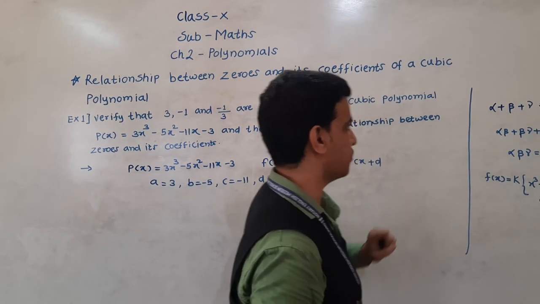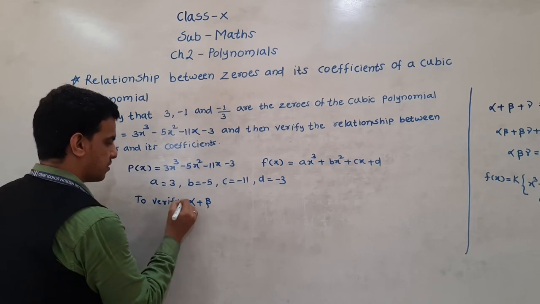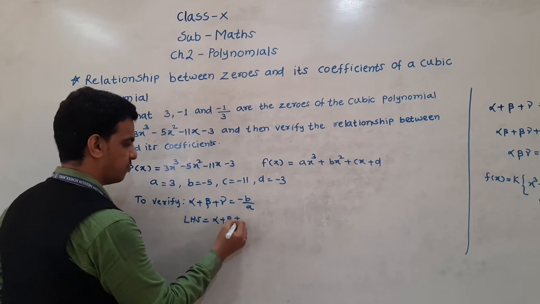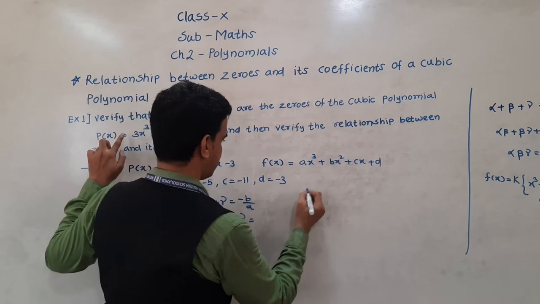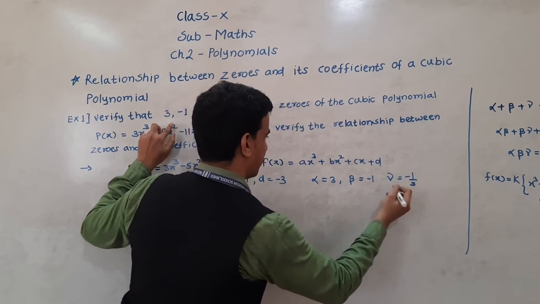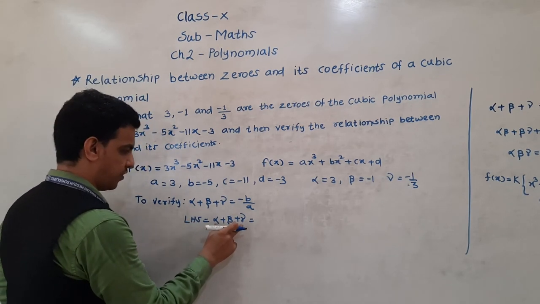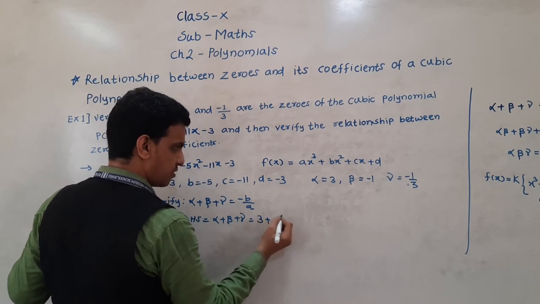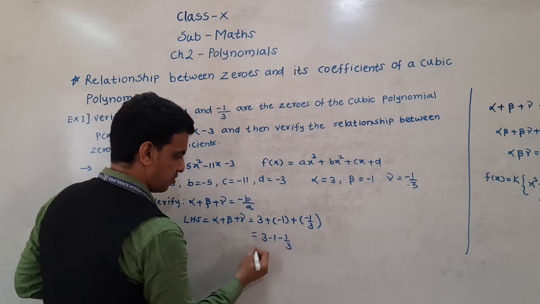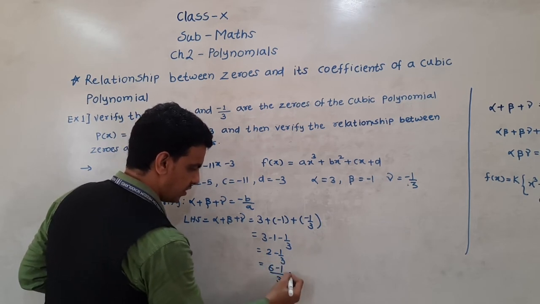Okay, we will start with the first one, that is alpha plus beta plus gamma. So to verify alpha plus beta plus gamma is equal to minus b by a. LHS is equal to alpha plus beta plus gamma, where alpha is equal to 3, beta is equal to minus 1 and gamma is equal to minus 1 by 3. Already we verified these are the zeros. Now we have to find this. Alpha plus beta plus gamma is 3 plus minus 1 plus minus 1 by 3, that is 3 minus 1 minus 1 by 3. So 3 minus 1 is 2, 2 minus 1 by 3. If we make the same denominator, 3 twos are 6, minus 1 upon 3, that is 5 by 3.